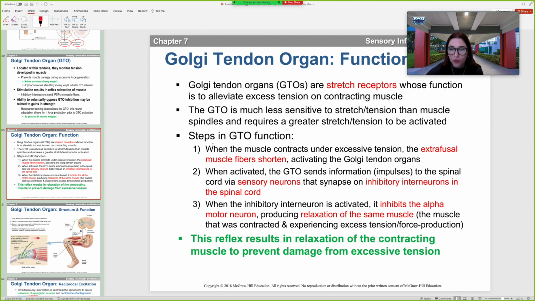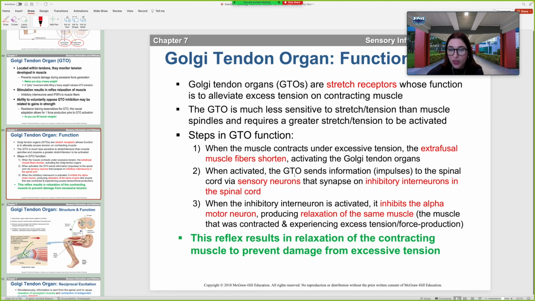So with the GTO, what are the steps? When the muscle fiber contracts under excessive tension, right? We're talking about something where we might hurt ourselves. There's too much tension here. So the extrafusal fibers shorten. Literally, that is just the muscle shortens, right? The extrafusal fibers are just regular muscle fibers. When the extrafusal muscle fibers shorten, it activates the Golgi tendon organs. When activated, the GTO sends information, impulses, action potentials to the spinal cord via sensory neurons.